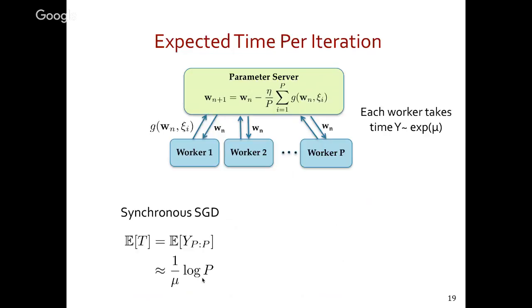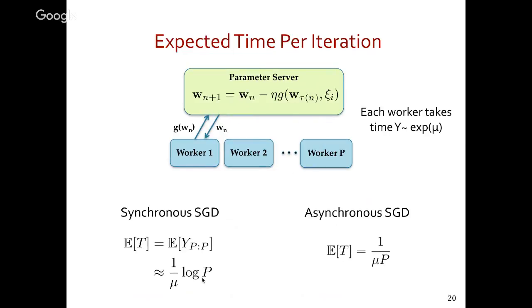Now, if we compare this with asynchronous SGD, where we don't have to wait for all the workers to finish, we can show using some renewal theory analysis that the runtime per iteration is actually 1 over mu p. And interestingly, now you see that this is p log p times smaller. Here, as we add more workers, the runtime per iteration actually gets smaller and smaller, whereas in synchronous SGD, the runtime became worse as we added more workers. And this means that clearly asynchronous SGD is winning in terms of runtime per iteration.